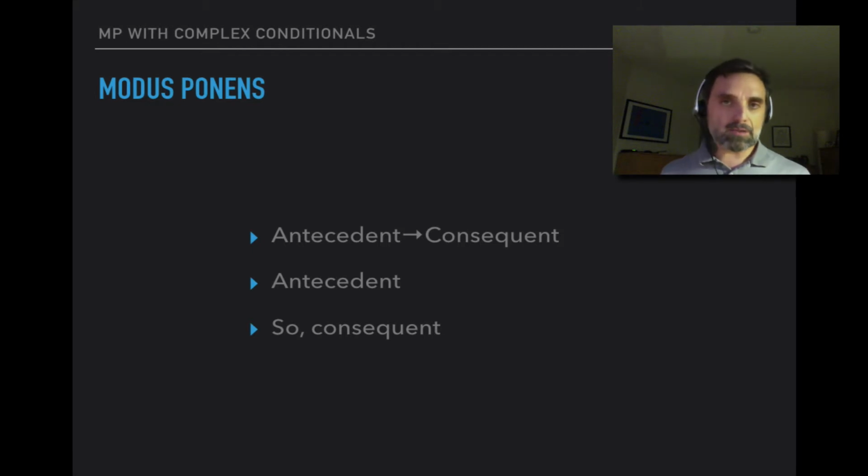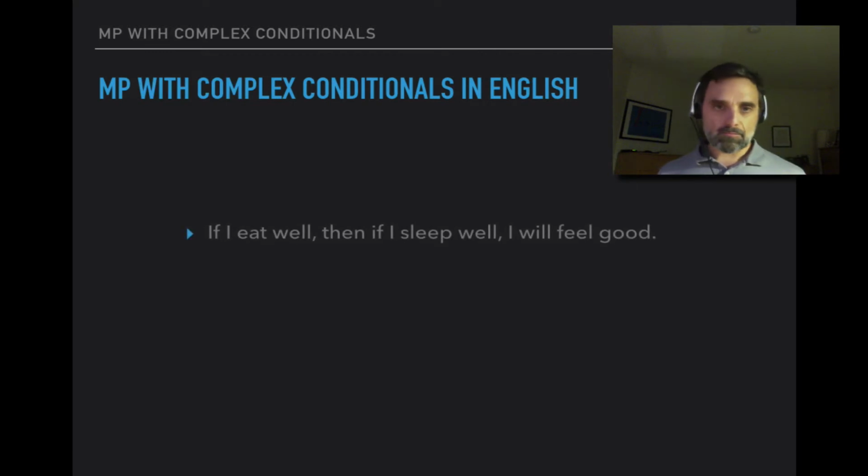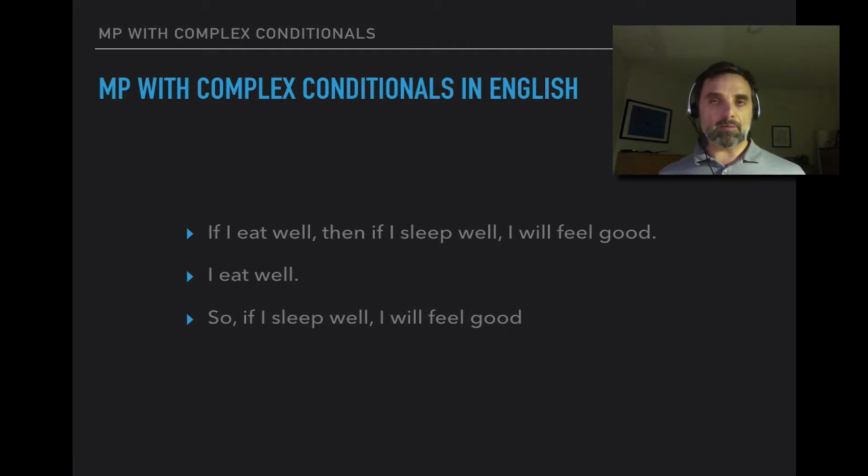Good. Okay, so let's look at some examples of this in English with complex conditionals. So here's an argument. First, if I eat well, then if I sleep well, I will feel good. So that's a conditional. The antecedent is I eat well. That's what the if attaches to. And then the then contains the rest of the sentence. This is the consequent. And that itself is a conditional, which is if I sleep well, I will feel good. Okay, so that's our first premise, a big conditional. Simple antecedent, conditional in the consequent. Second premise is I eat well, and the conclusion is if I sleep well, I will feel good.